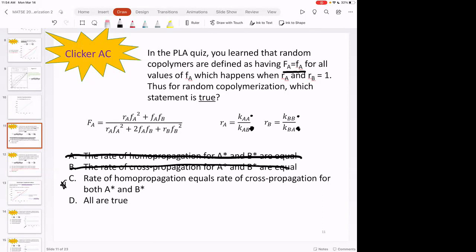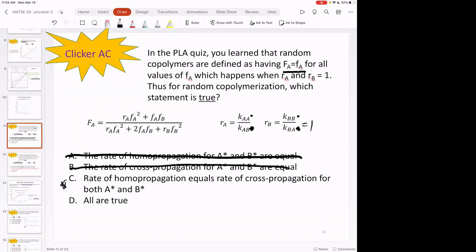It's very tempting to pick A or B. You're like, I know something's got to be equal. Something's equal to 1. I know something's happening here. But remember, when these equal 1, the definition of unity is that the numerator and denominator are the same. And so you're only talking about homopropagation versus cross propagation of a given species. You're not talking about what's happening with A star versus B star, because that's not in the reactivity ratios.